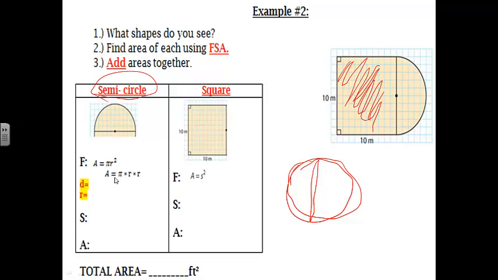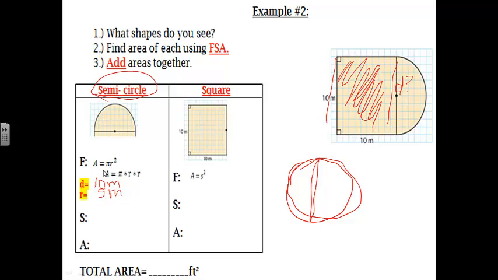First things first, I'm going to get my diameter. Now, I don't see anything right here. So what is my diameter? We need the diameter to find the radius. Okay, good. It is 10 because this side is 10, same length as here. So our diameter is 10 meters. So what would that mean the radius is? Very good, 5 meters because we need radius for area.